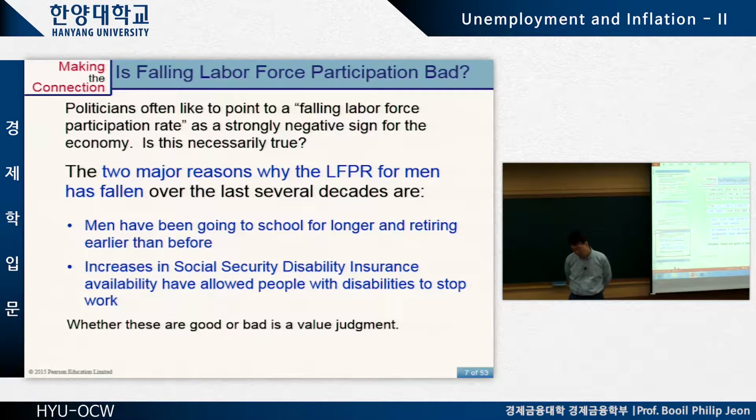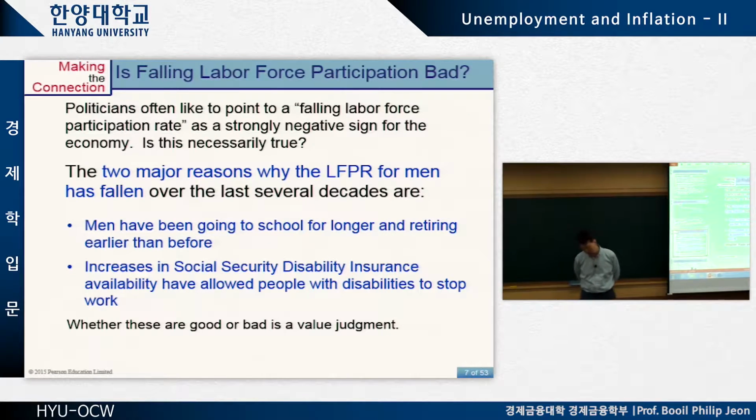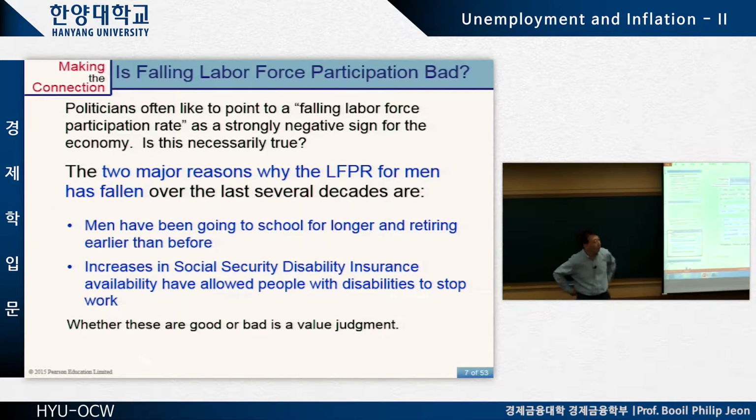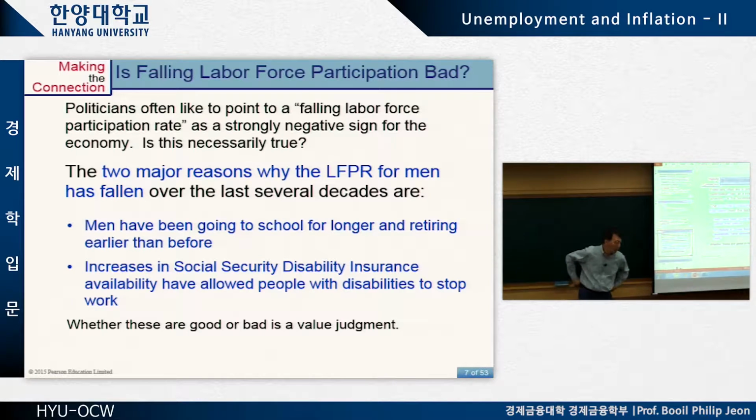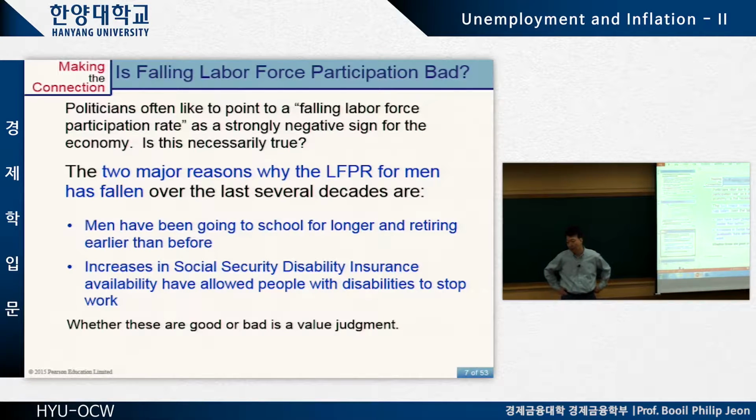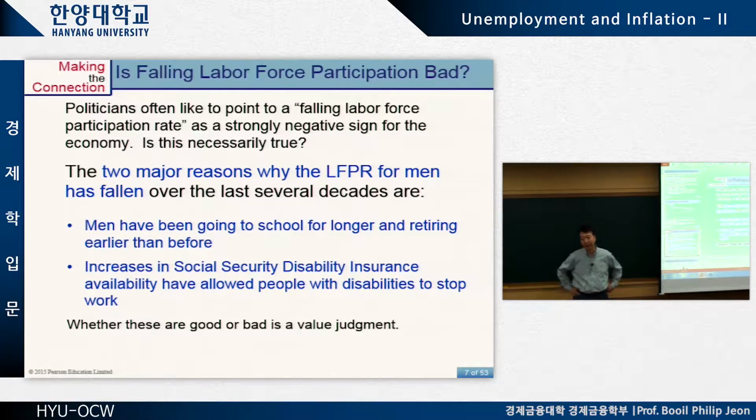Also, the Social Security disability insurance. That's the welfare payment for disabled people. If you have some physical challenge, then you could register. The government pays you some money to support yourself. So as a result of increased benefit in this disability insurance, a lot of people were not working, and a lot of men in that sense.